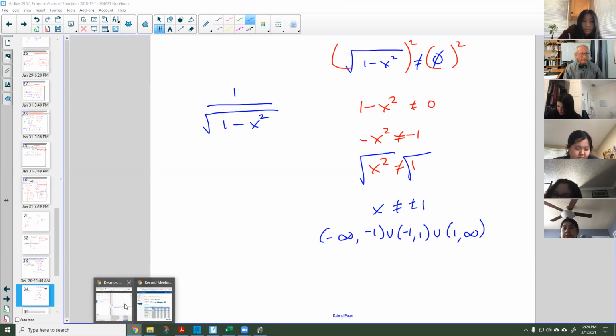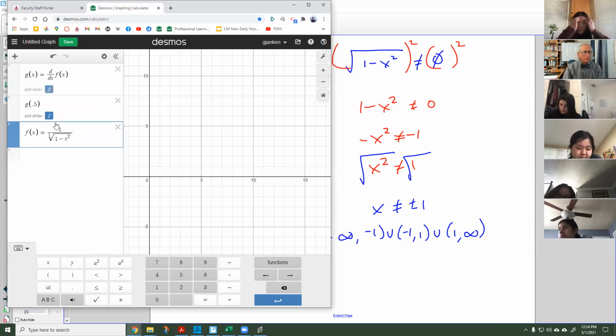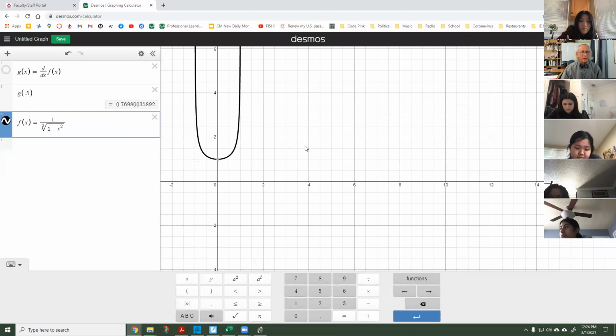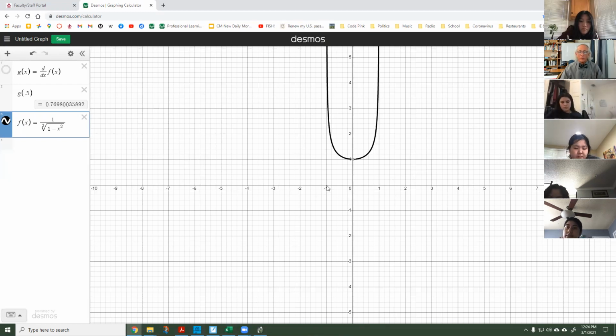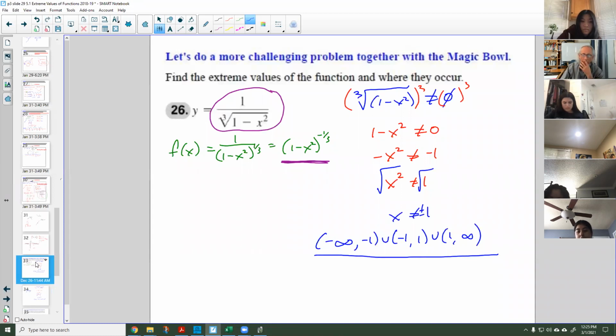But if I was to graph that, I'm going to graph it as the square root. I find that the domain is actually just -1 to 1. There is nothing on this side or that side. Are you still with me a little bit? Okay, so I want to show you the proper way to find the domain when I have something like that. And this is troubling me a little bit.